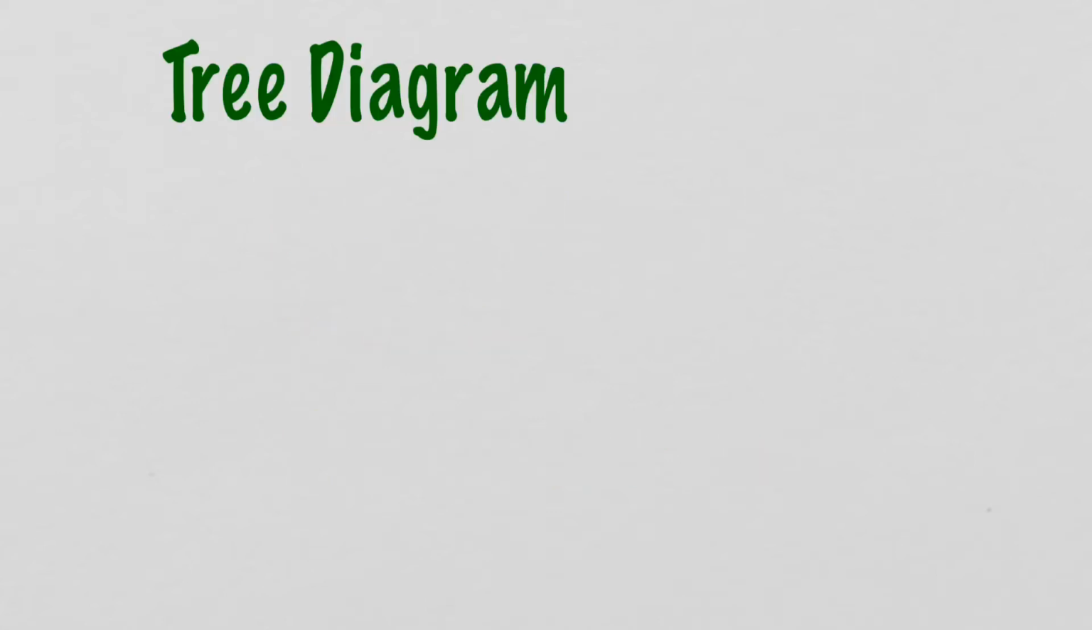The first one is a tree diagram. My advice is to use tree diagrams when there's more than just 2 things happening. So the example I'm going to give you in a second actually has 3 different events happening. Anytime you have more than 2, I would typically use a tree diagram.